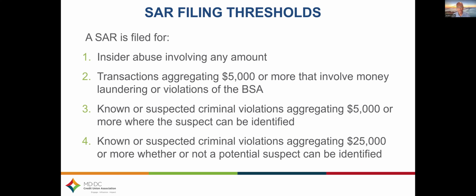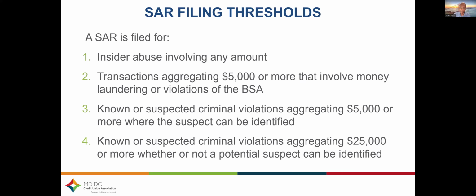But your SAR filing thresholds: if there's anybody within the credit union, anybody that works there, volunteer, board member, supervisory committee, if they conduct anything illegal, no matter what the dollar amount is, you want to file a SAR. It's a violation of the BSA. If a member does something violating the BSA, and the transaction amount aggregates $5,000 or more, it doesn't have to be a single transaction. It could be transactions over a period of time that aggregate $5,000 or more. You're going to file a SAR. If it's criminal activity and you can identify the individual, that aggregate amount is still $5,000. If you cannot identify that criminal activity or the individual involved in it, then that dollar amount goes to $25,000, and that will be the threshold where you must file a SAR.